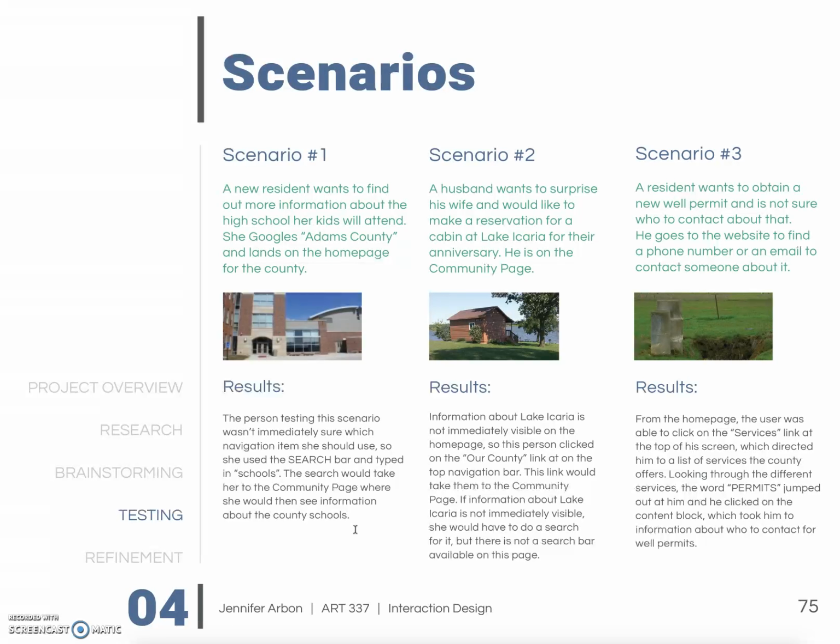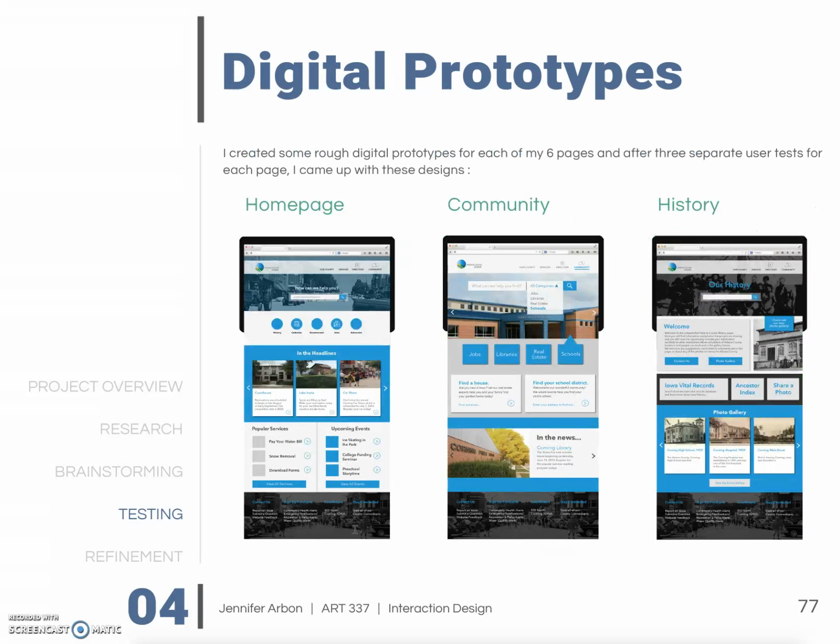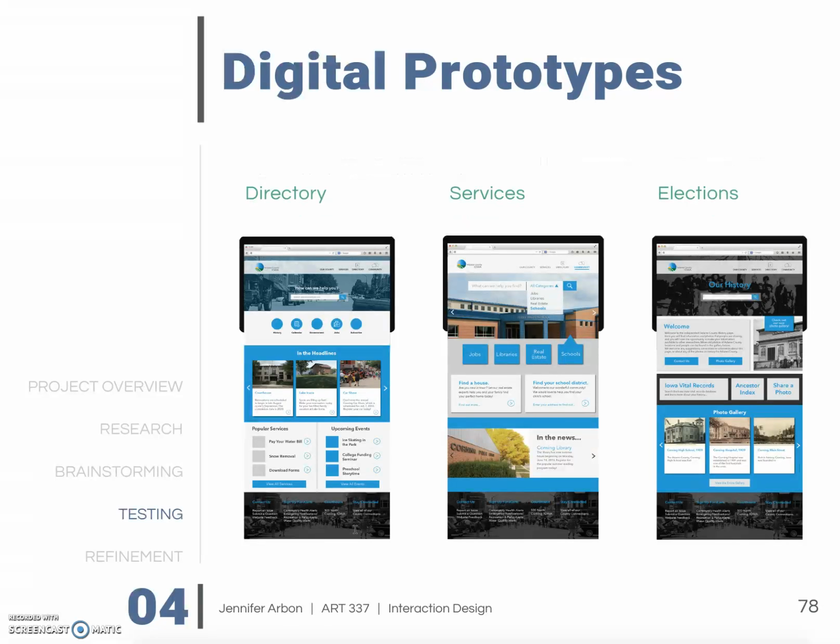Once I had an idea of how I wanted the site to go and look, I created some scenarios that would be typical for a person coming to a county website. Things like finding school information and community information like recreation and services that the site provides. So I created some rough digital prototypes of each of the 6 pages that I wanted to create. And this gives you an idea of the layout of the different pages that I had.